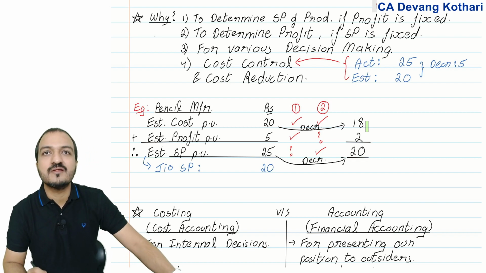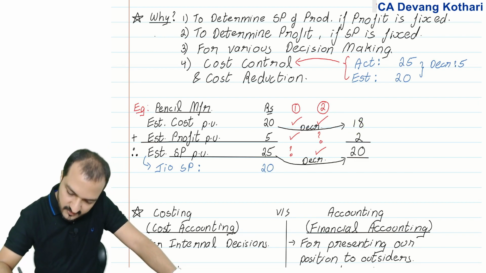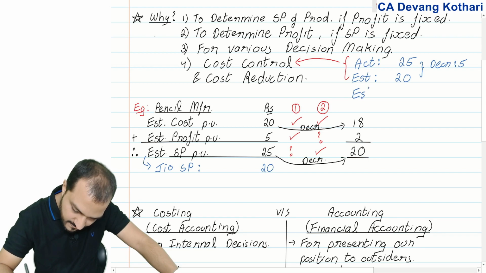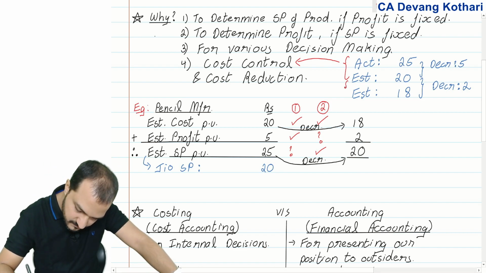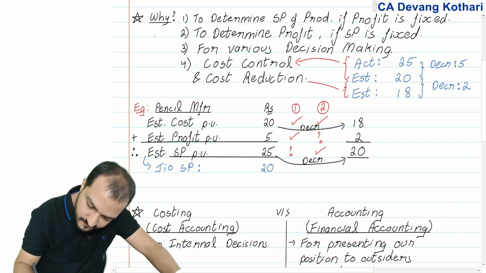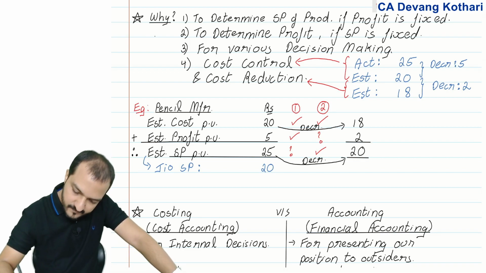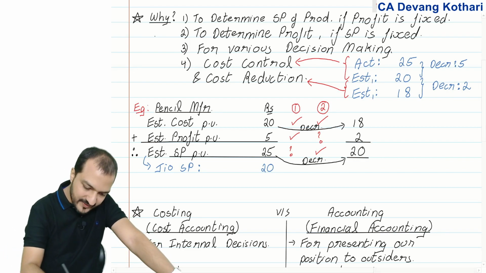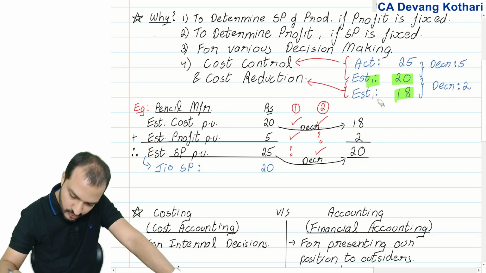Yeah, okay, now I got it. Estimate, yes, 18 is not actual, 18 is also an estimate. So I wish to decrease another 2 rupees. Now this decrease of 2 rupees is called cost reduction. Let me call 20 as estimate 1 and I call 18 as estimate 2.